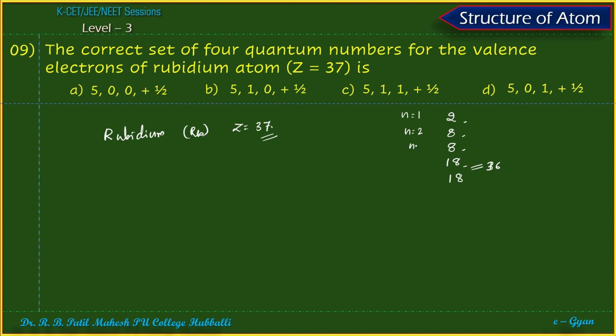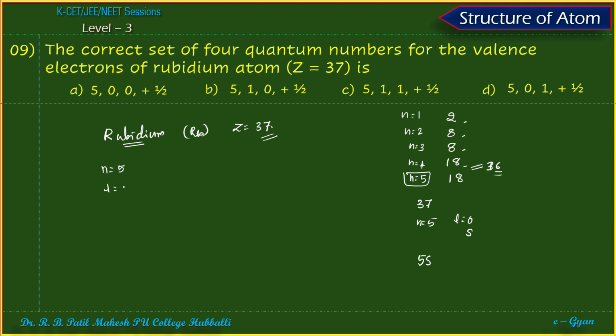Now this becomes n equal to 5. So the element which is given, rubidium, has the fifth orbit, n equal to 5. And 36 is a noble gas, and the very next member is 37, which has n equal to 5, and l is 0 because it belongs to the s orbital. It belongs to the 5s orbital. So the n value we got is 5.